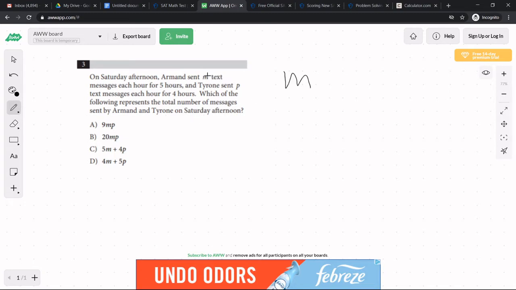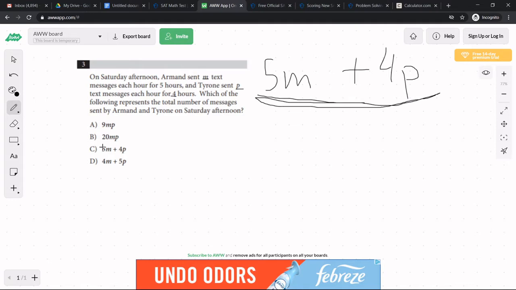So we're going to add the amount that Armand sent plus the amount that Tyrone sent. And we know that he sent M messages an hour for 5 hours, 5M. P messages an hour for 4 hours, 4P. So this is going to be the total amount of messages that they sent: 5M plus 4P. It's important not to get confused with the numbers and the variables. You want to make sure M matches up with 5, P matches up with 4. That's what they correspond to.